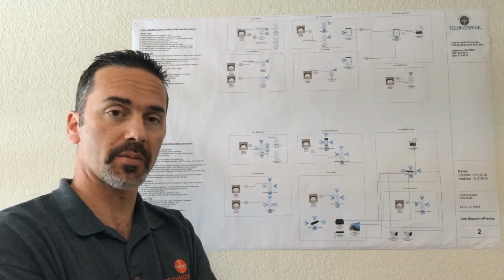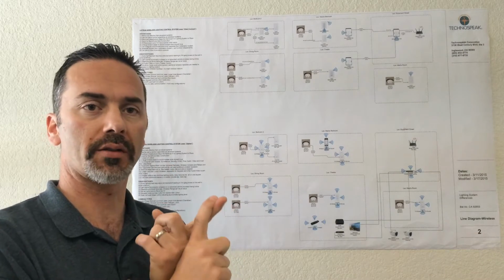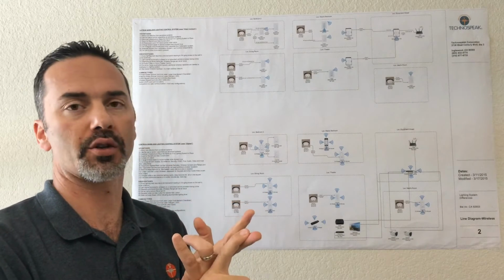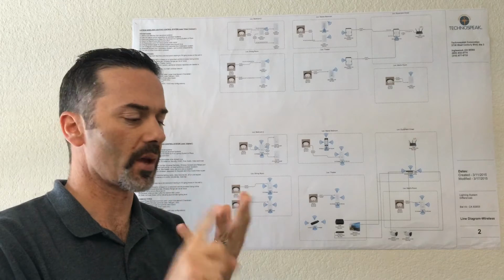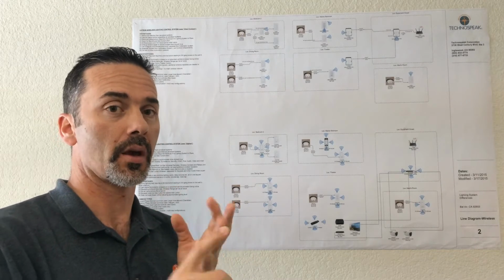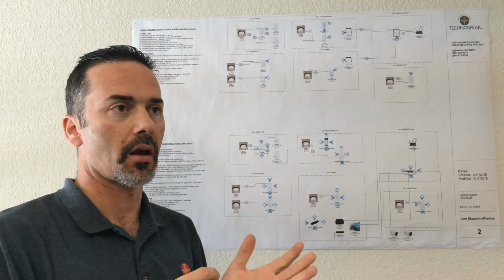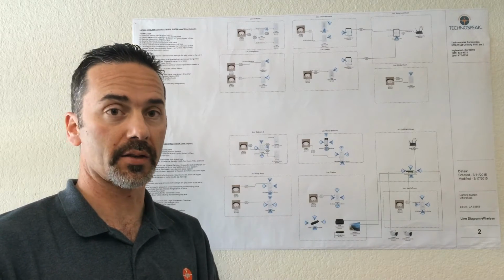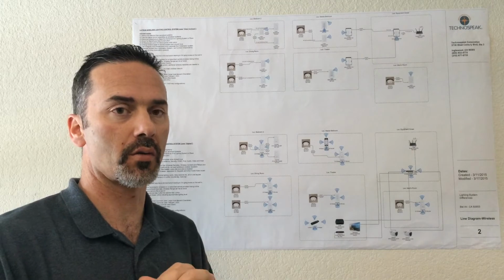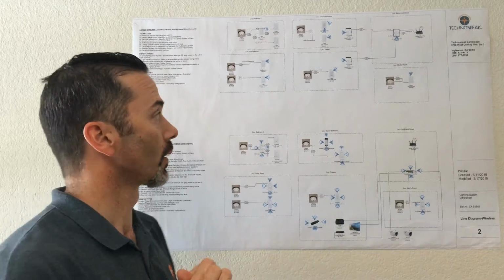There are three basic systems that we install: the Lutron RadioRA2 wireless lighting system, the Control4 wireless lighting system, and the Control4 panelized system. Each has its advantages and disadvantages, which we'll review in other videos besides this one, but I just want to let you know the overview of those three.